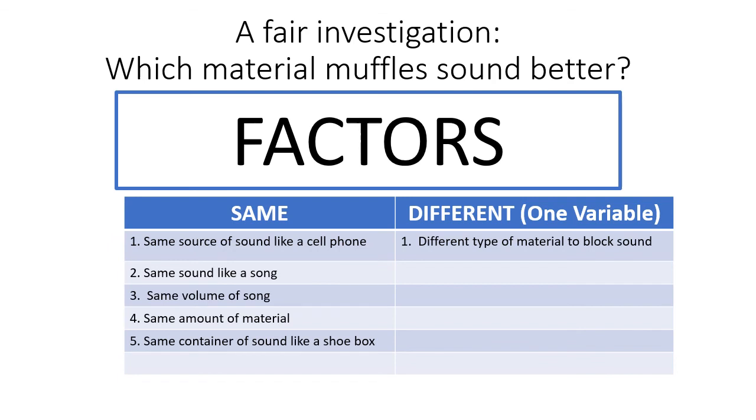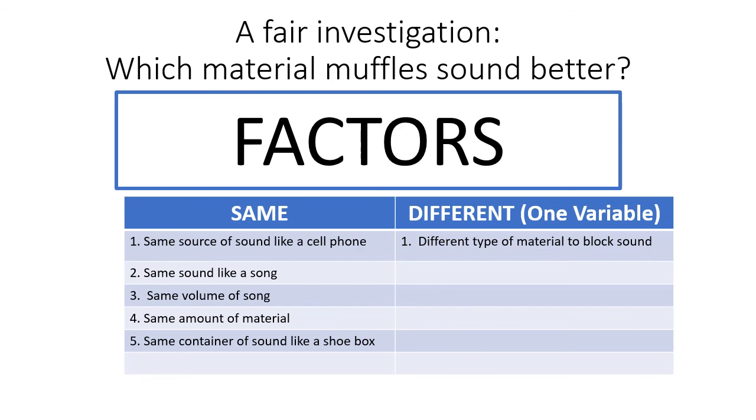So some of the same factors would be a source of sound, like a cell phone. So we could play music from a cell phone. Number two, same sound, like a song. So we would play the same song every time. Number three, the same volume. So we wouldn't change the volume when we use a different material. Number four, we would have the same amount of material. And five, the same container of sound, like a shoebox. So we could put the cell phone inside a shoebox and then cover it with a different material, okay?